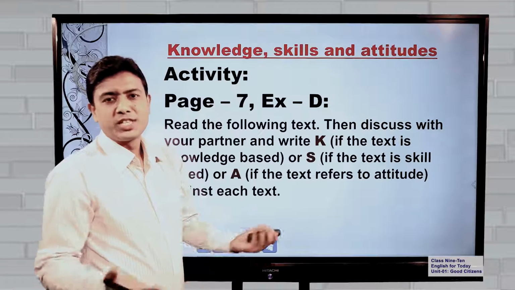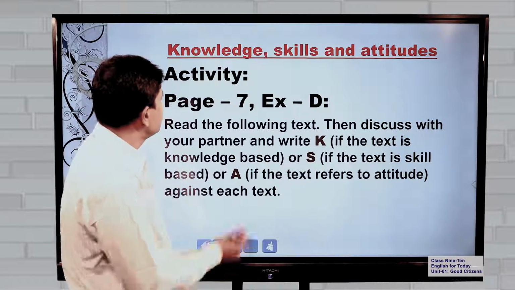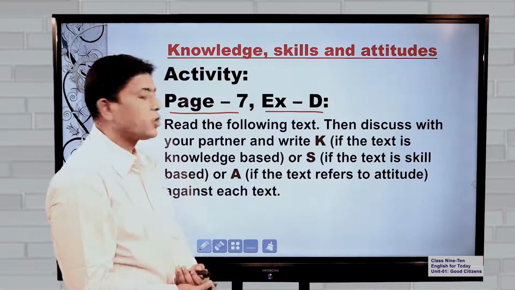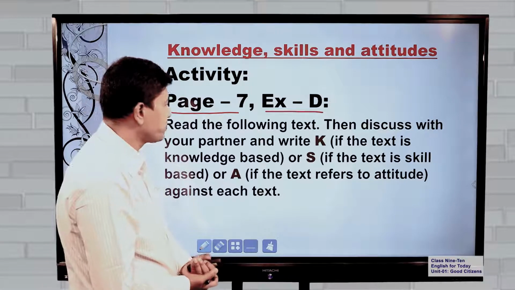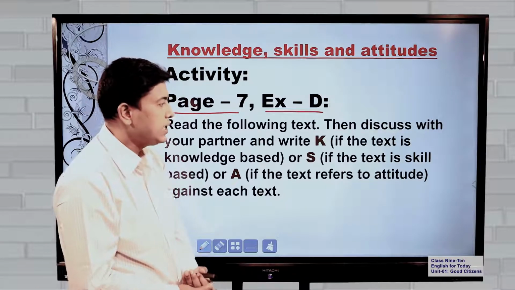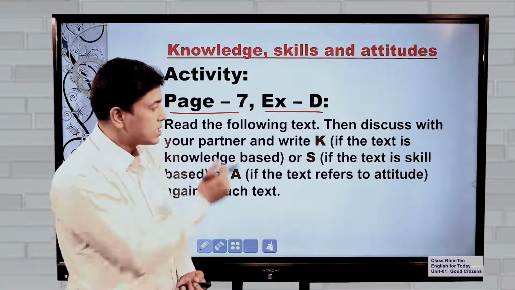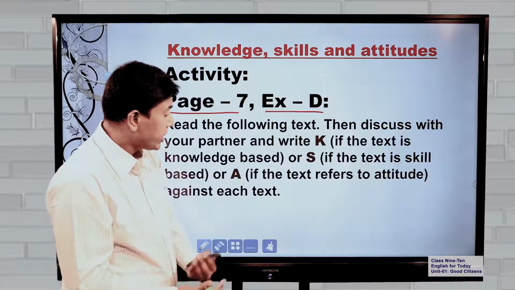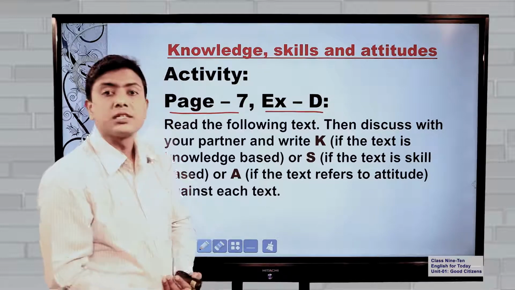Okay? Now, dear students, there is one more activity for all of you. It is in page number 7, exercise D. Read the following text. It is coming in the next page. Then discuss with your partner and write K if the text is knowledge-based. So if it is knowledge-based, write K. Or S if the text is skill-based. Or A if the text refers to attitude against each text.